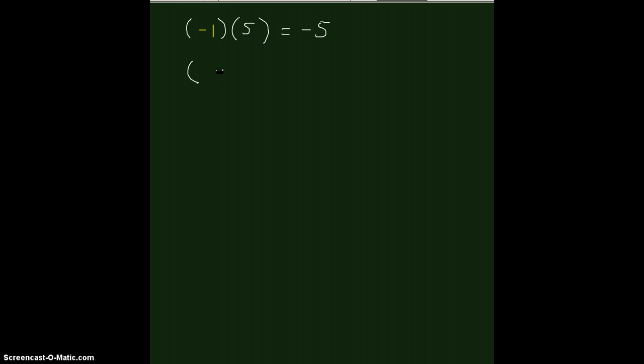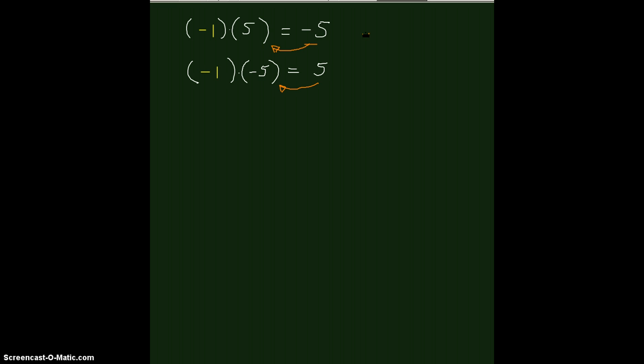If I took minus 1 and multiplied it by negative 5, well, we know that a negative times a negative gives us a positive, because there's a multiplication here. This is also a multiplication. We get a positive 5. So each time my answer is the opposite of this number. 5 is the opposite of negative 5. Negative 5 is the opposite of 5.